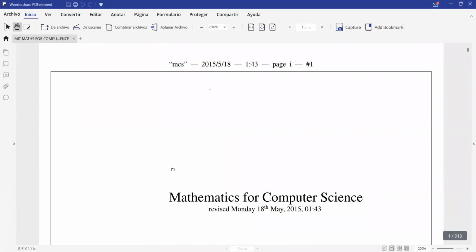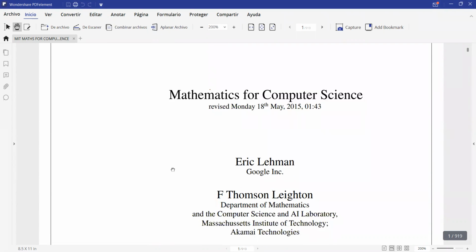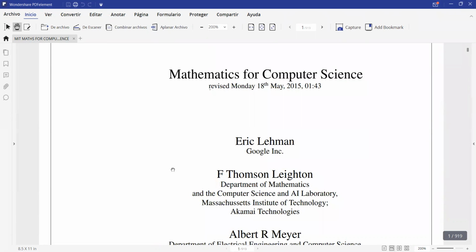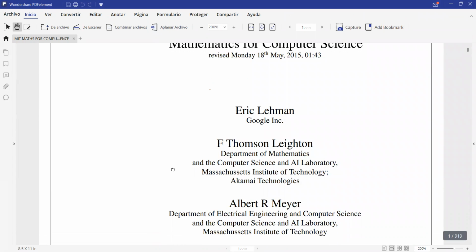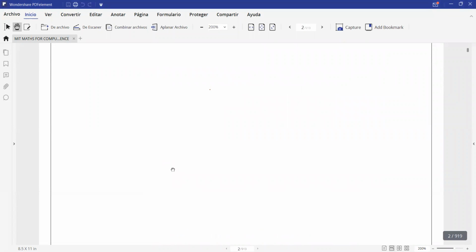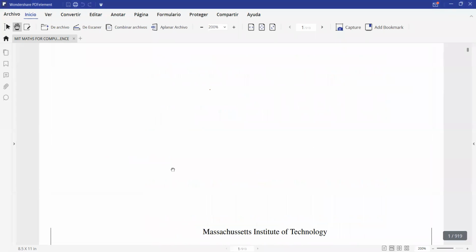Today we're going to talk about mathematics for computer science. This is a series of lectures, and this book was taken from some summer class at MIT, and we're going through that. What is it we're going to talk about?